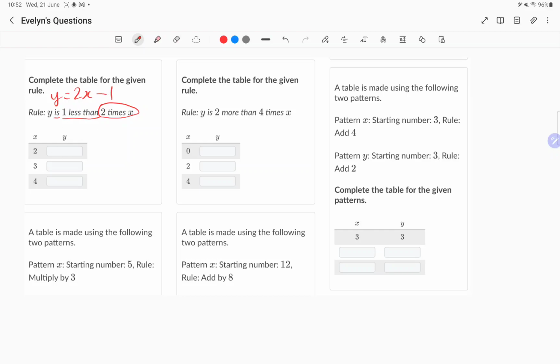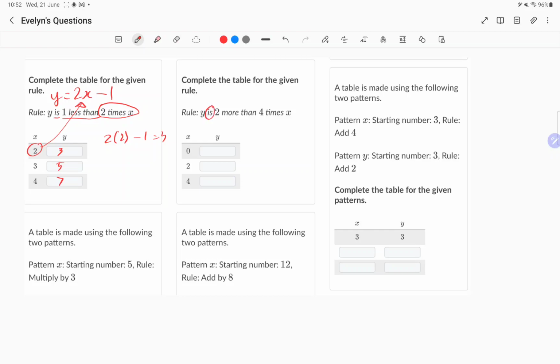Okay, so now it's just substituting each of the values in here. When you substitute 2 in here, you get 2 times 2 minus 1, which is 3. 1 less than 2 times X, so you just times this one by 2, which is 6. 1 less than that is 5. Times this one by 2, which is 8. 1 less than that is 7.